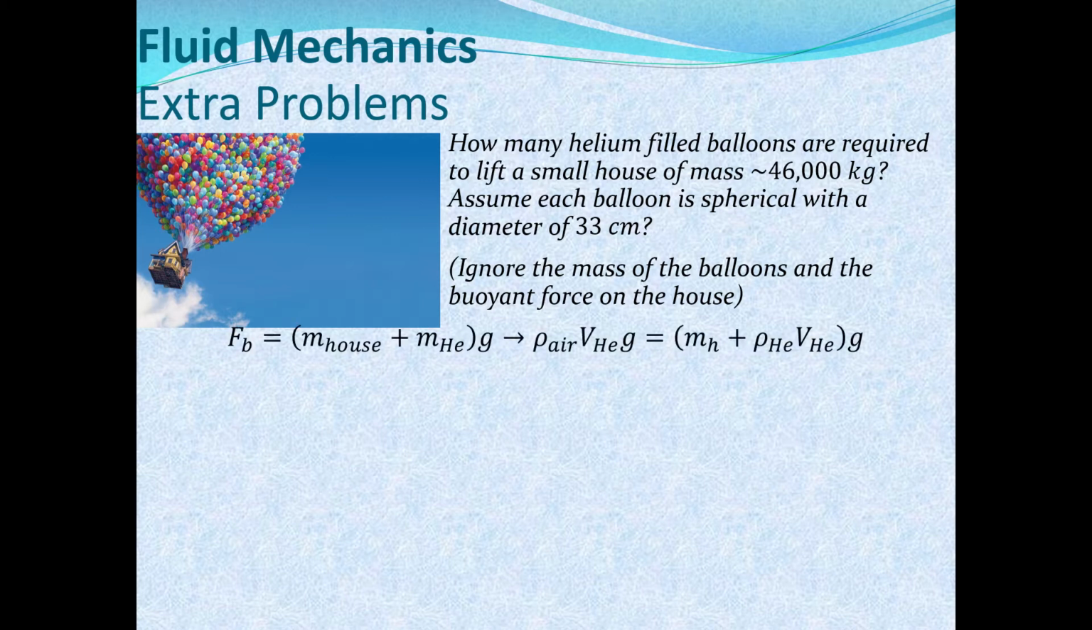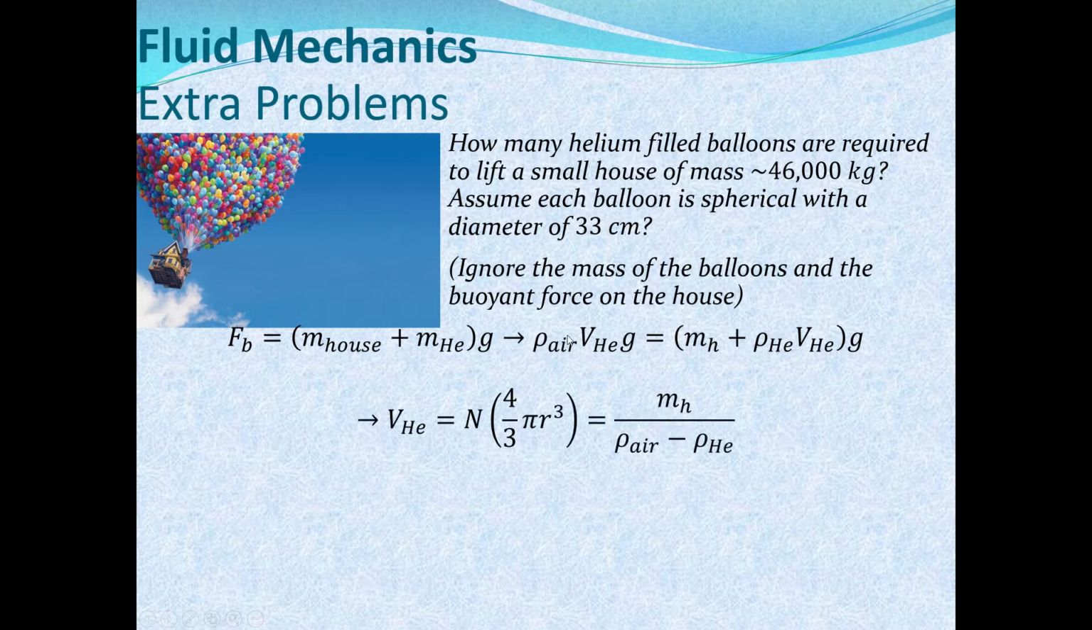All right. So this is just using the buoyancy part that we used in the first video. What we know is the buoyancy force on the balloons is going to be equal to the weight of the house plus the weight of the helium. That's rho V g, the weight of the air being displaced by the balloons, and that's going to be equal to the combined weight of the house and the helium. Now, I said the mass of the balloons, the rubber part of the balloons, is negligible.